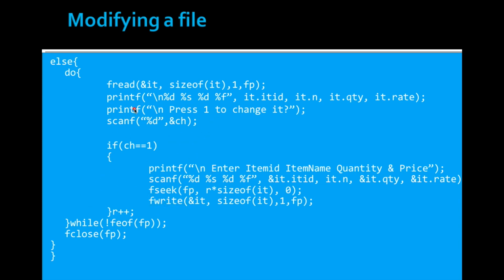It will read one record and display it on the screen. If you want to modify, press 1, the new record will be taken from the user and it is going to be written using the fseek function. Every time we perform r plus plus, it tracks the number of records we have fetched so far from the file. In order to modify your fifth record, we first have to read up to the fifth record, and r is the number of records we have read so far, and we are writing with the help of fwrite. So this is all about modifying a file. Thank you.